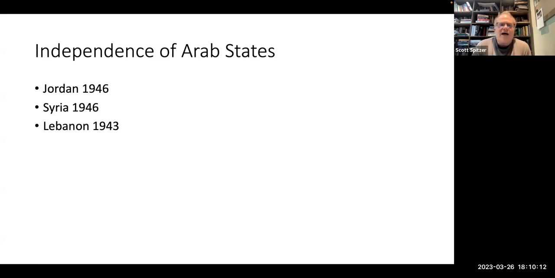At the same time, you've got a new Arab League that has been established in Cairo, as I mentioned before, with a new regional dynamic that recognizes the independence of each individual Arab state. These are brand new independent countries, right? And they're forming this unity, this Arab League.